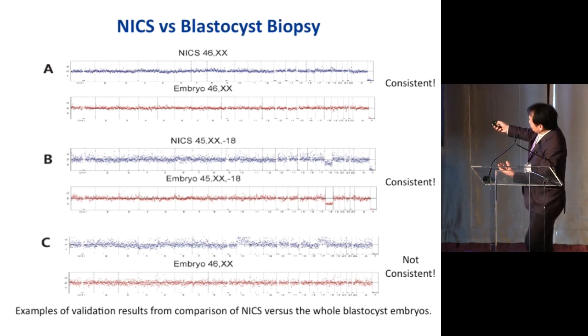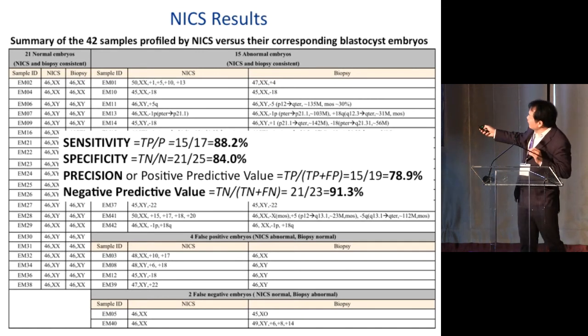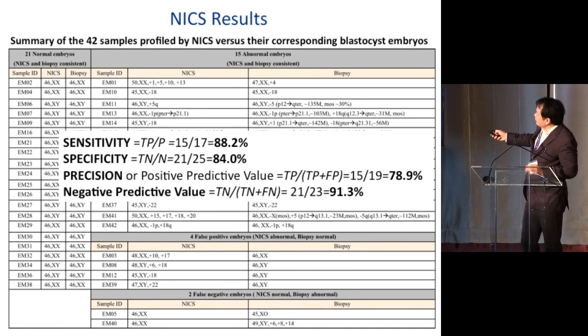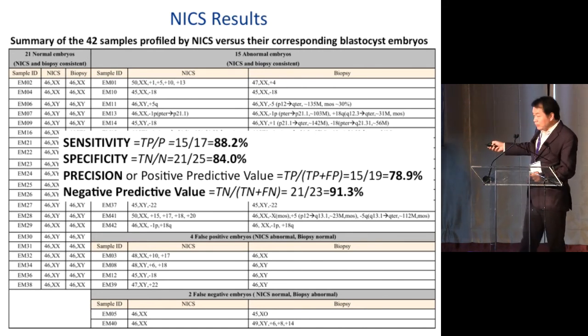Now, in this embryo it is consistent. This is consistent. This is not. So here I show you this table of 42 embryos. These are the consistent ones. 21 are consistent. 15 are both abnormal. So these are normal. So we do have false positives and 2 false negatives.